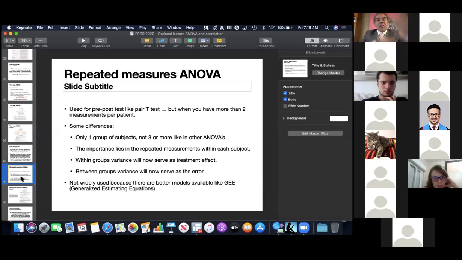This is the opposite of all the other types of ANOVAs. Here, the within group variance, which was normally the error, now serves as the treatment effect. And the between group variance, which was the treatment effect in other types of ANOVA, here becomes the error variance, okay? It swaps. And why does it swap? I told you, because here the number of groups is not important, because you have only one group. Here what is important is the number of measurements, okay?